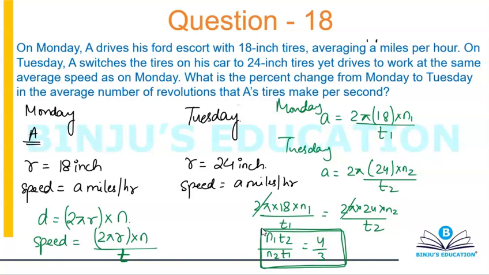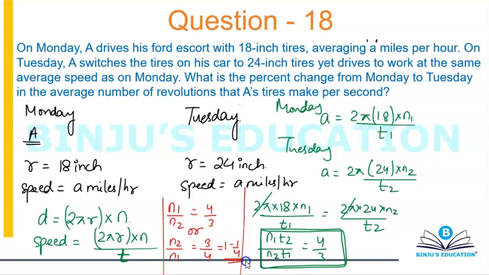Since the question is about per second, we'll divide the numerator by T2 and the denominator by T1, because the question is about each individual second. So for per second you can simply say that n1 divided by n2 will be equal to 4 by 3, or in short, n2 divided by n1 is equal to 3 by 4, which is equal to 1 minus 1 by 4.